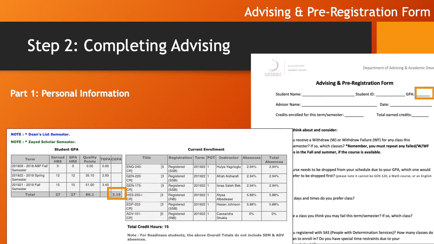Secondly, the form asks, how many credits are you enrolled in this term or semester? This can be found here in your academic history and will be placed here on your registration form. Lastly, we will need to know how many total credits have you earned. On your academic history on SAP, this is found here, and then on your form, it will be completed here.